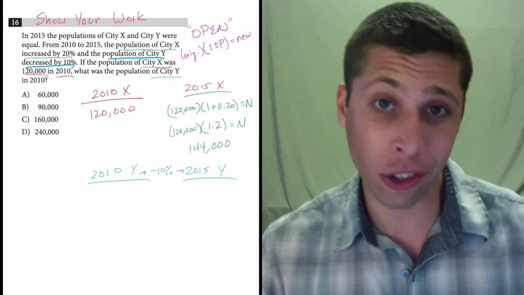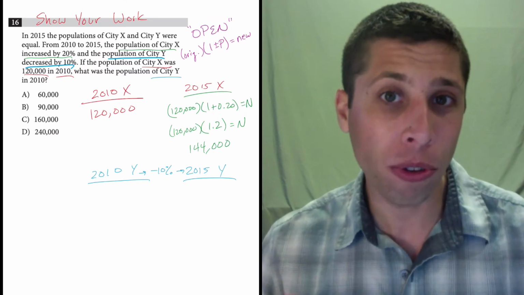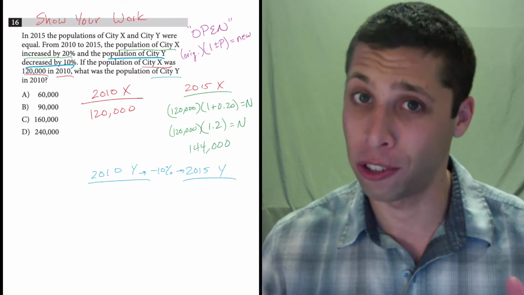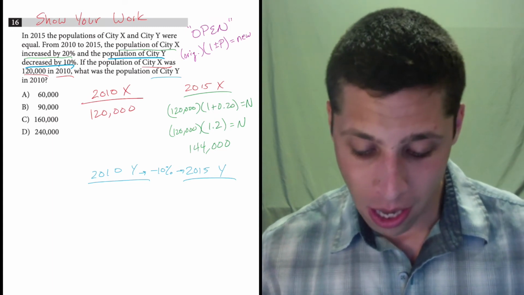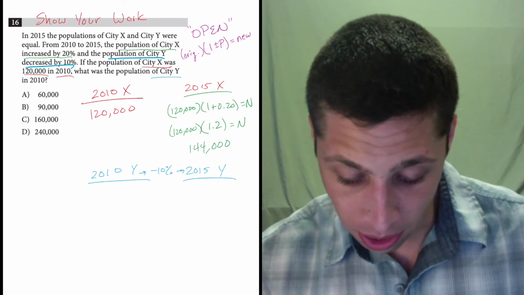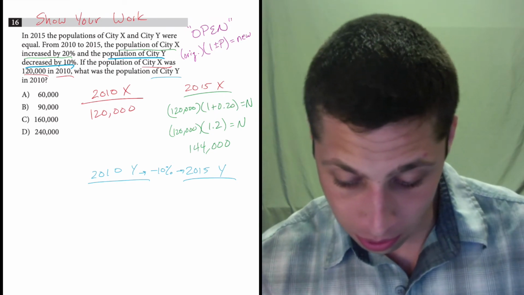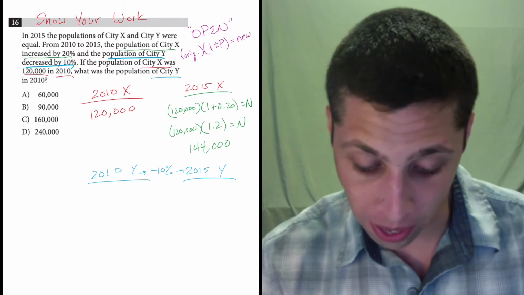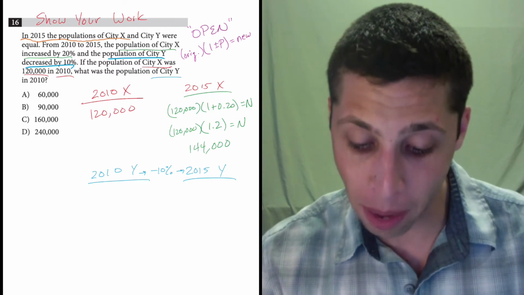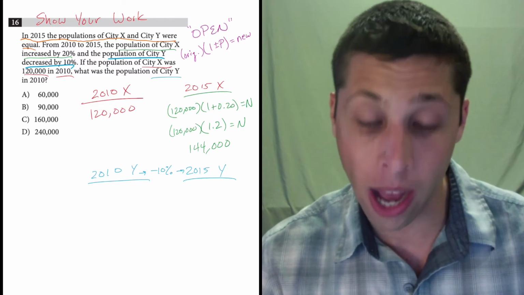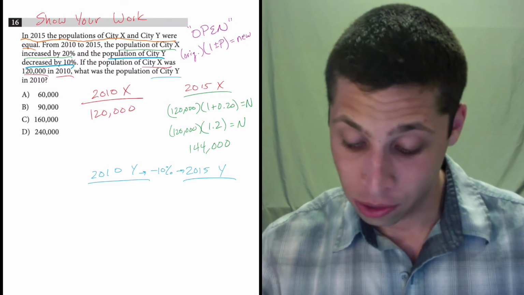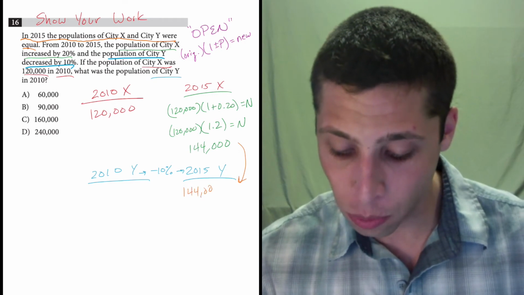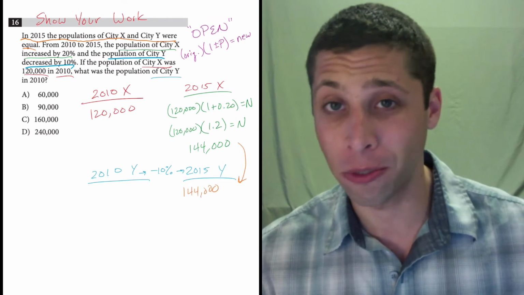So I could guess and check here. But I'm going to continue to use the formula because I want to show you how versatile it can be no matter what kind of percentages situation we're given. They're telling us that in 2015, here we go, this is the important fact, in 2015 the populations of city X and city Y were equal. So now I know that the population of city Y in 2015 was 144,000.